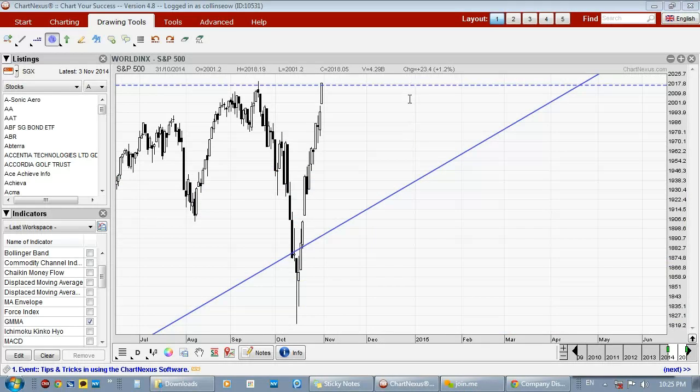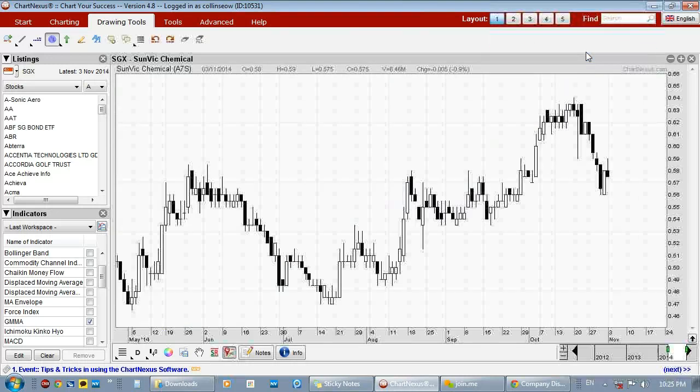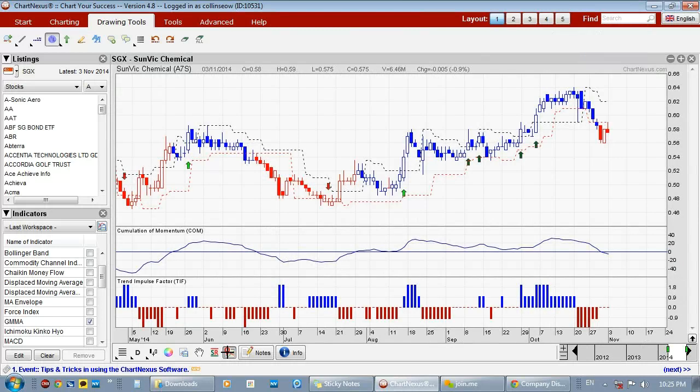what's the last stock? Thai Beverage. Sunvic. Okay, Sunvic. Sell signal already, MA. Sell signal, buy signal previously here. And it broke below the trough.